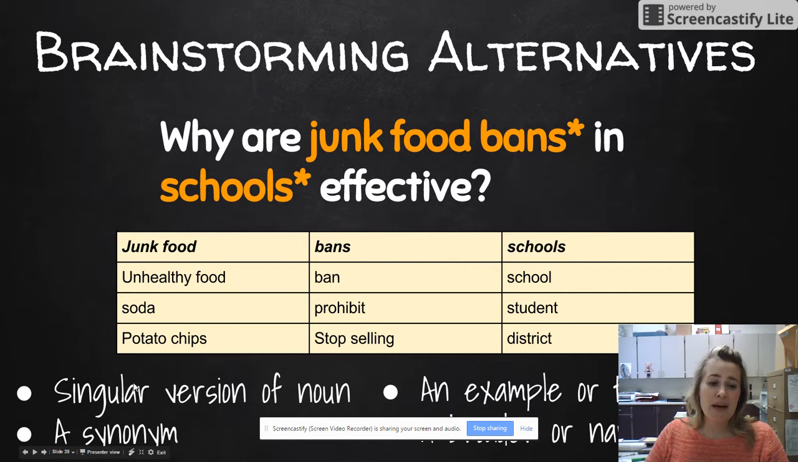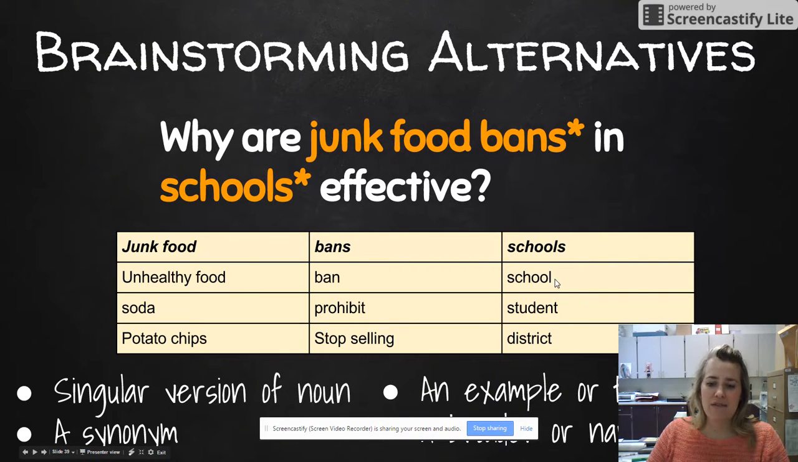I'm also going to want to think about synonyms. Synonyms are words that mean the same thing. So unhealthy food would be a synonym for junk food. Prohibit is almost a synonym of a ban. So the other thing I can think about is an example or type. So for example, junk food, I wrote soda and potato chips. Those are 2 examples of junk food. And I can also think about broader or narrower terms.